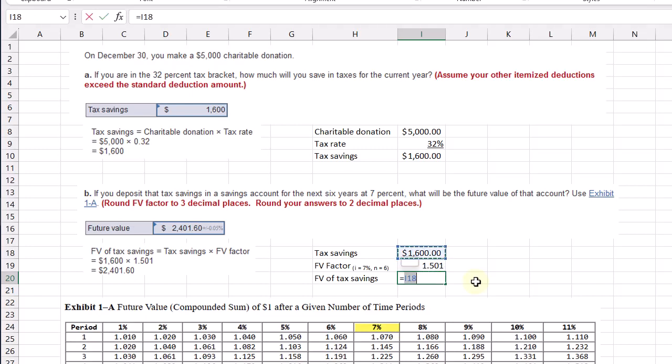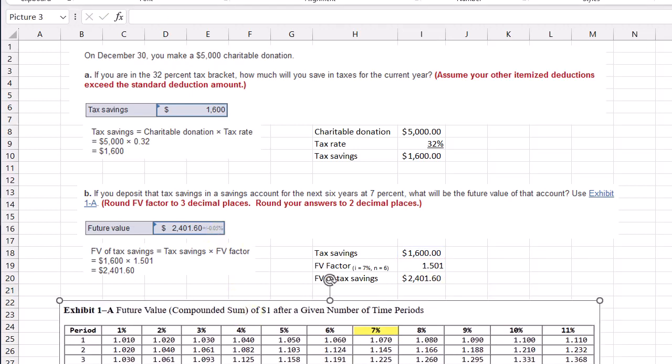So we multiply the tax savings times the future value factor. And we come up with 2401.60. Okay? That's this problem, everyone.